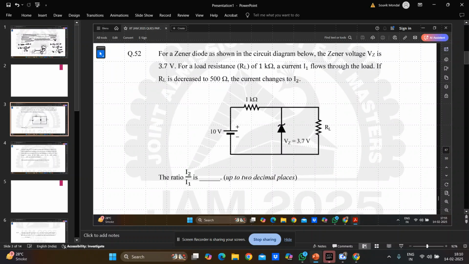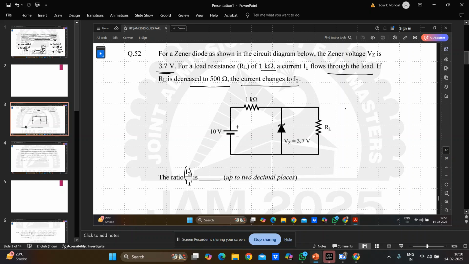The second one: for a Zener diode as shown in the circuit diagram below, the Zener voltage Vz is 3.7 volt. For a load resistance RL equal to 1 kilo ohm, a current I1 flows through the load. If RL is decreased to 500 ohm, the current changes to I2. So you have to find the ratio of I2 by I1.